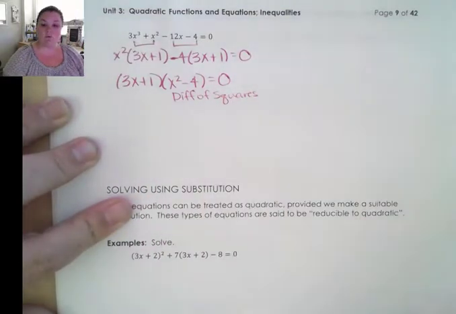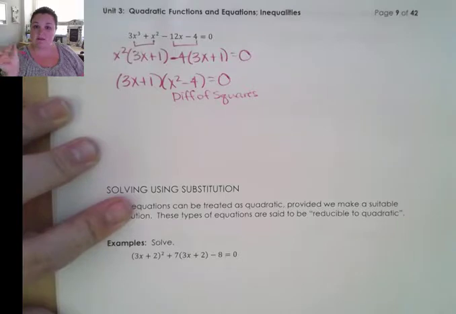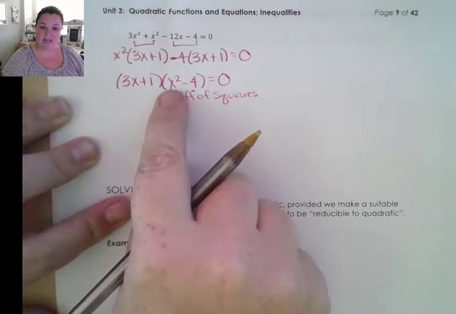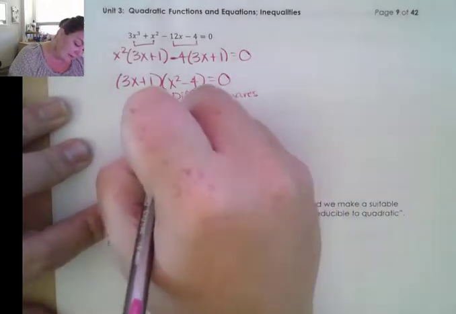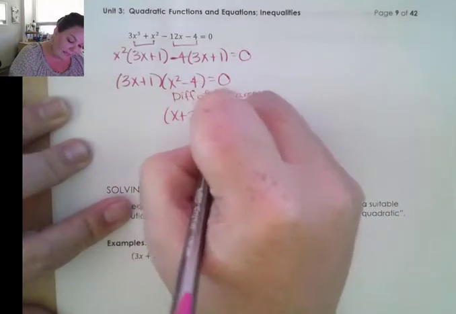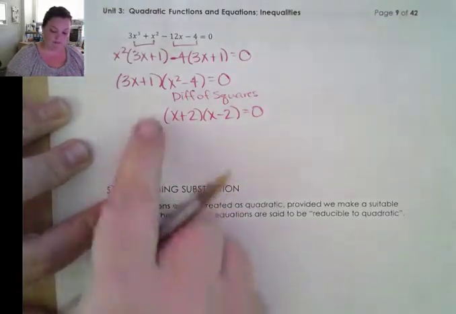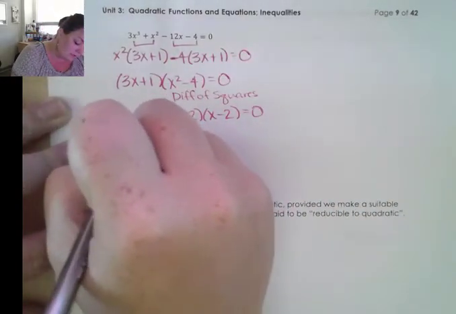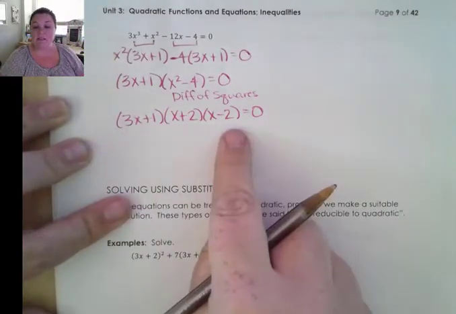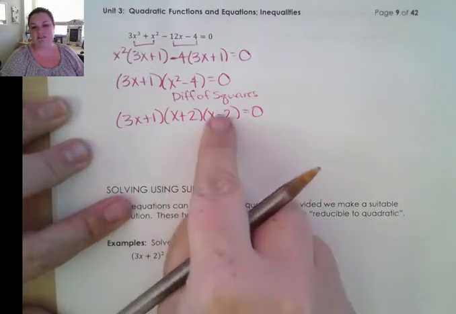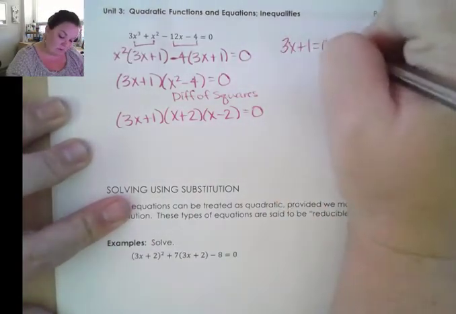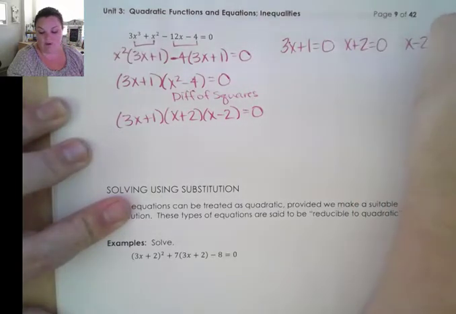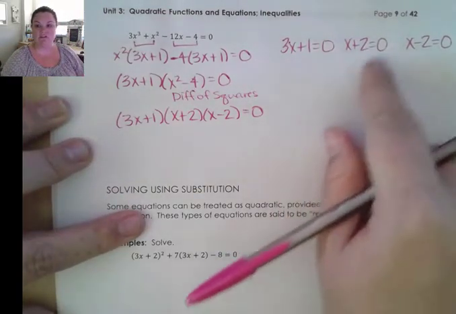And remember, a difference of squares factors into the first base plus or minus the second base in two separate quantities. So the base that's being squared here is an x, and the base that's being squared here to get 4 would be a 2. So that means I can factor this down into x plus 2 and x minus 2, right? And then don't forget to put your other quantity back on here, 3x plus 1. Now that I have it completely factored, I should be able to set each of these equal to 0 and solve. So that means that 3x plus 1 equals 0, x plus 2 equals 0, or x minus 2 equals 0, and I solve each little equation.